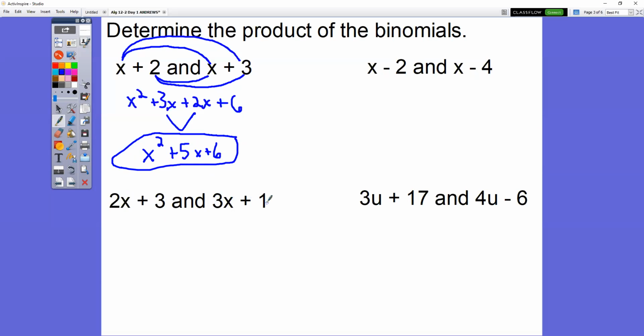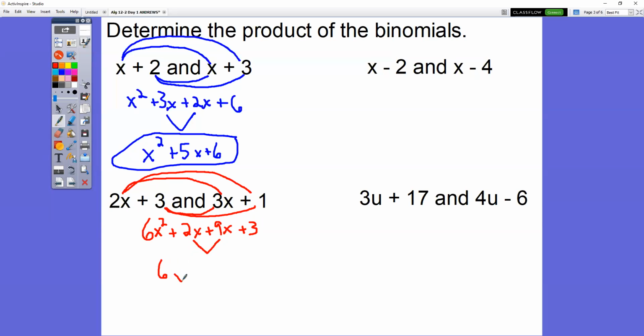2x plus 3 times 3x plus 1. Again, take this term, our firsts, 2x times 3x is 6x squared. Our outers, 2x times 1 is 2x. Then we have our inners, 3 times 3x is 9x. And then we have our lasts, 3 times 1 is 3. You can add together your outers and your inners, combining your like terms here in the middle. So we have 6x squared plus 11x plus 3. And that is our answer.